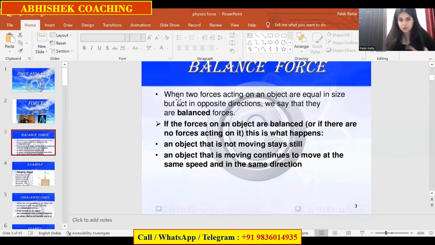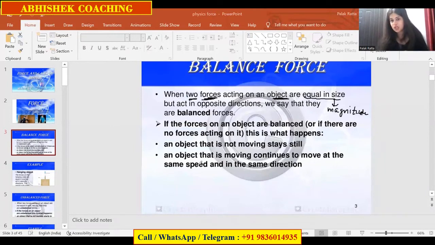Here they are saying that when two forces acting on an object are equal in size, you can say magnitude, like the value of the force is the same. Clear? So you can say the two forces acting on the same object are equal in size, or equal in magnitude, but act in opposite directions. We can say that the forces are equal.